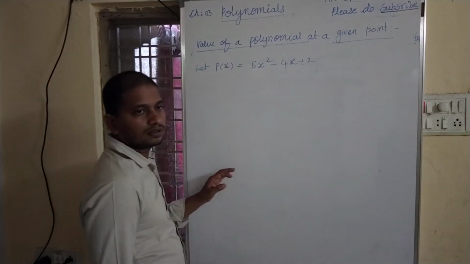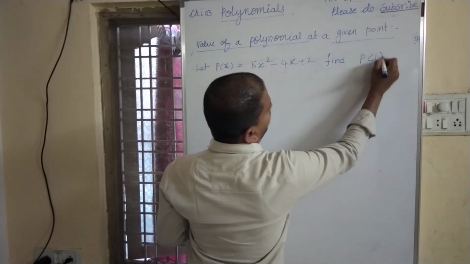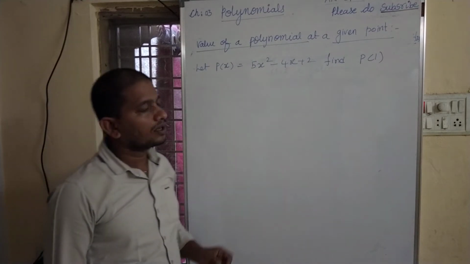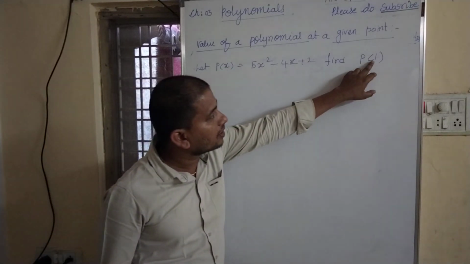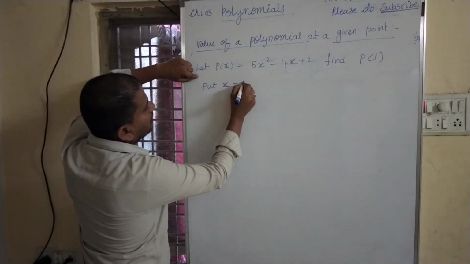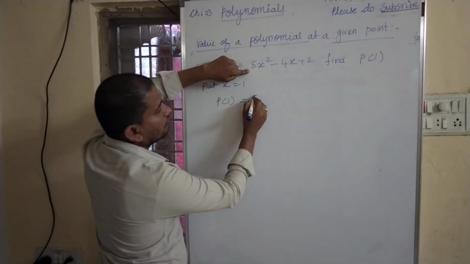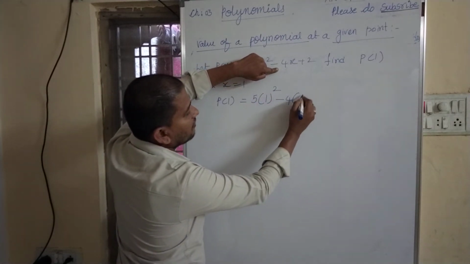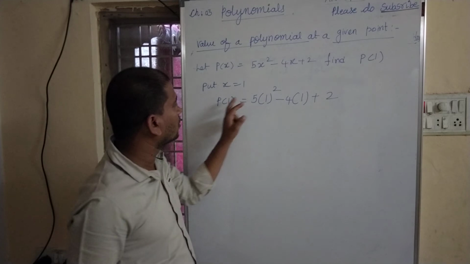Let us find p of 1. What is the meaning? In the place of variable x, we will take x equal to 1. I mean, put x equal to 1. So p of 1 is equal to 5 into 1 square minus 4 into 1 plus 2. We are substituting 1 in the place of x.